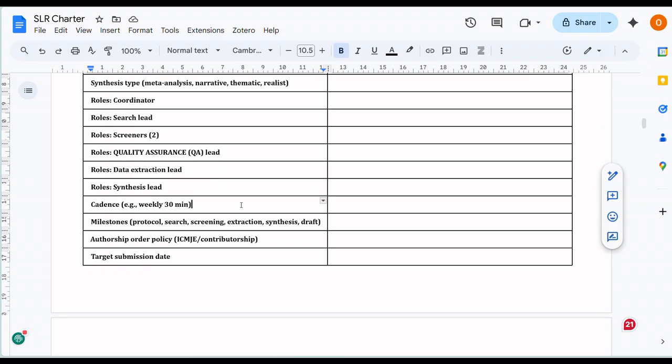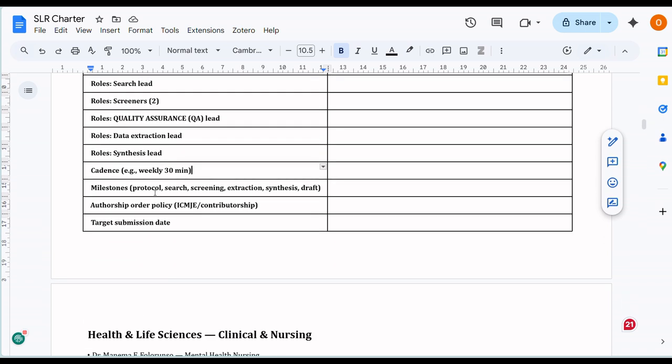Cadence. How do we meet? How often? Are we going to create a group where we'll do a WhatsApp call or Teams call or whatever call through which we're going to meet at intervals? Then the milestones from protocol to search to screening to extraction to synthesis and the writing of the drafts. How are we going to go about it?